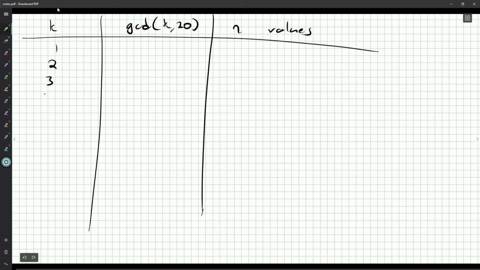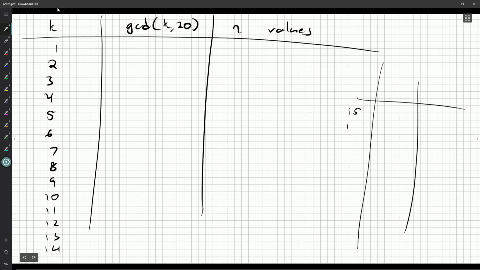So 1, 2, 3, 4, 5, 6, 7, 8, 9, 10, 11, 12, 13, 14. I will make a little mini copy of this chart over here. 15, 16, 17, 18, 19, 20. All right, the GCD: 1, then 2, then 1, 4, 5. GCD of 20 and 6 is 2, then 1. 1 down here, 4 for 8, 10 for 10. GCD of 20 and 20 is 20. The primes are always going to have a GCD of 1 there.